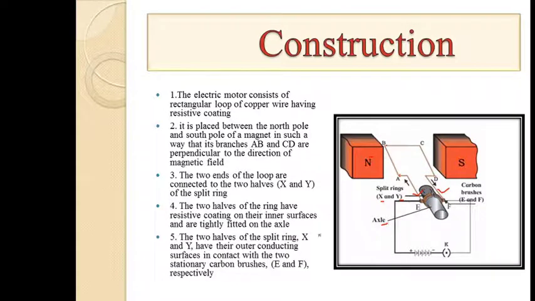And the last point, the two halves of the split ring X and Y have their outer conducting surface in contact with the two stationary carbon brushes respectively. It means the stationary brushes are connected to the split ring, and their ends, by using wire, are connected to the battery through the key. So this is the construction of electric motor.